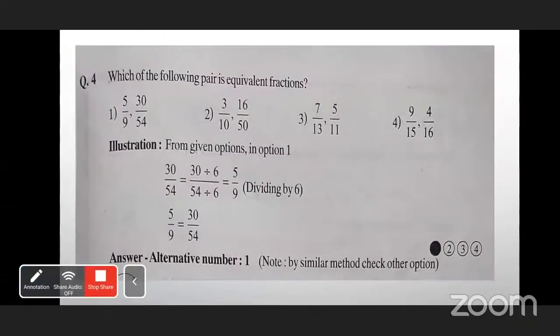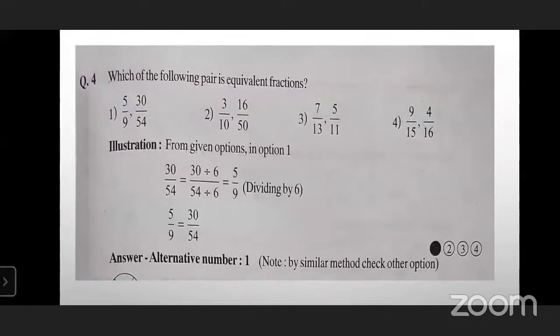See here, from the given options, in option 1, 30 and 54 divided by 6, both numerator and denominator, then we will get 5 upon 9. So the first one is the correct answer.